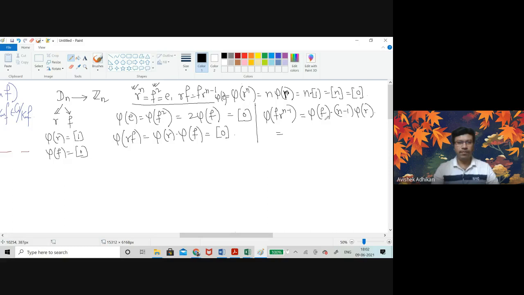So phi of f is 0. Okay, this will be plus, sorry, I made a little mistake here. So phi of rf should be phi of r plus phi of f. That means phi of r is 1 plus phi of f is 0, and that becomes class of 1. And here it will be phi of f is 0 plus n minus 1 times phi of r, that is class of 1. That means class of n minus 1.